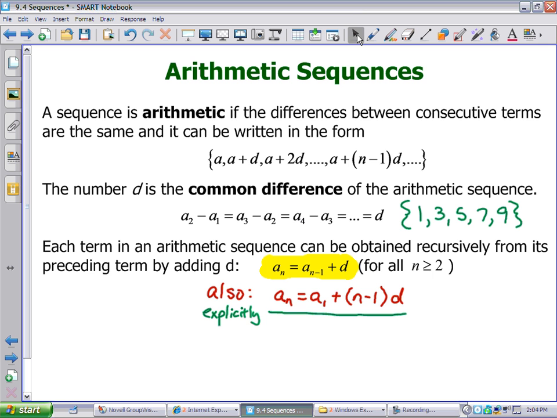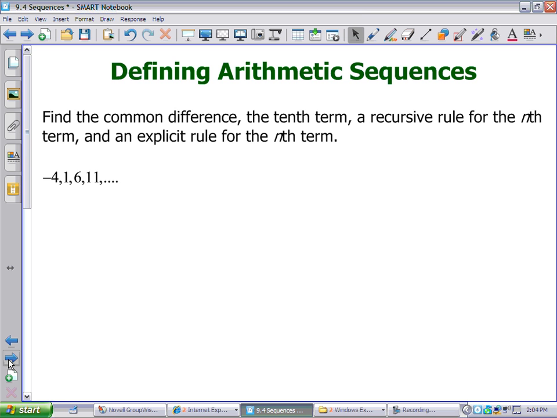We're going to go ahead and define arithmetic sequences here. They want us to find the common difference, find the 10th term, write a recursive rule for the nth term, and write an explicit rule for the nth term. Starting out, I have to find the common difference, which is when you take a term and subtract the term before it. If I take the last term here, which is 11, and I subtract 6, I get 5.